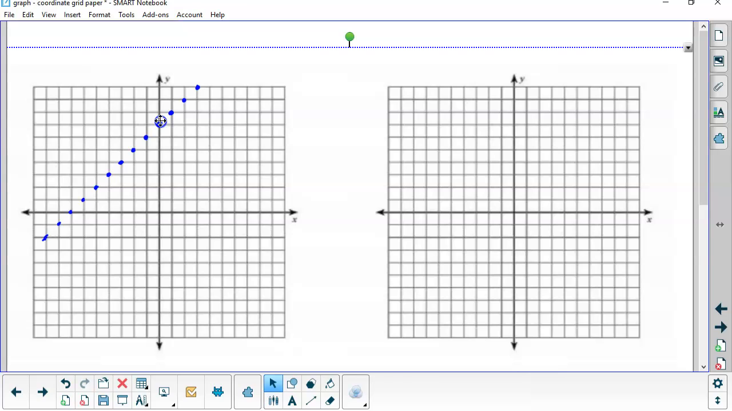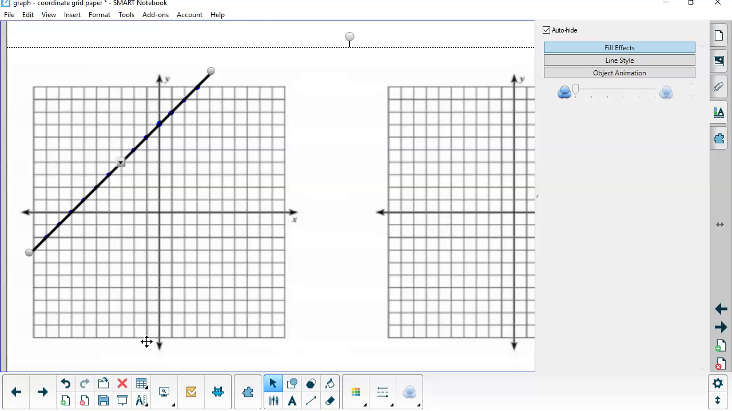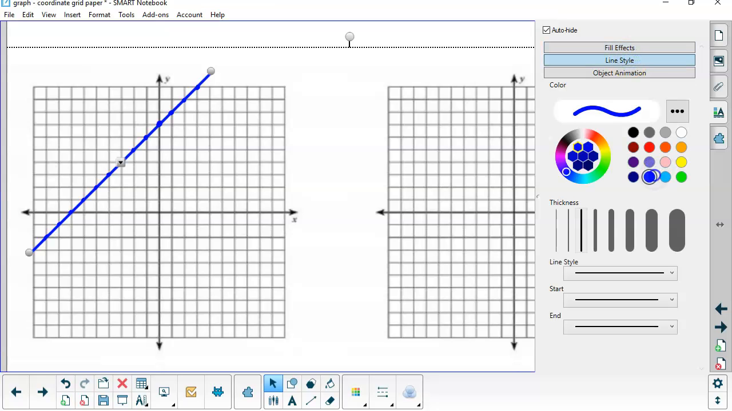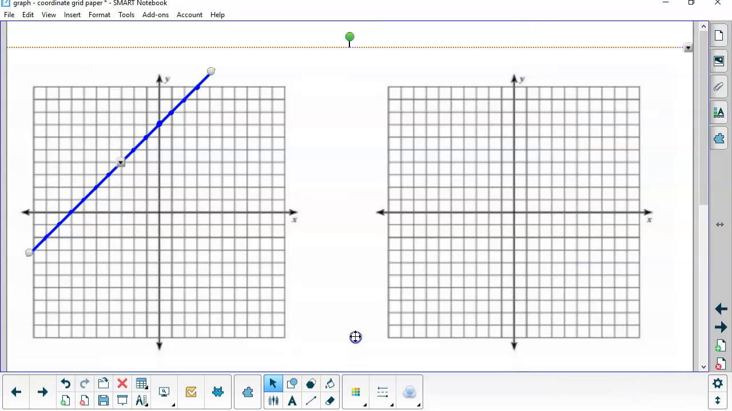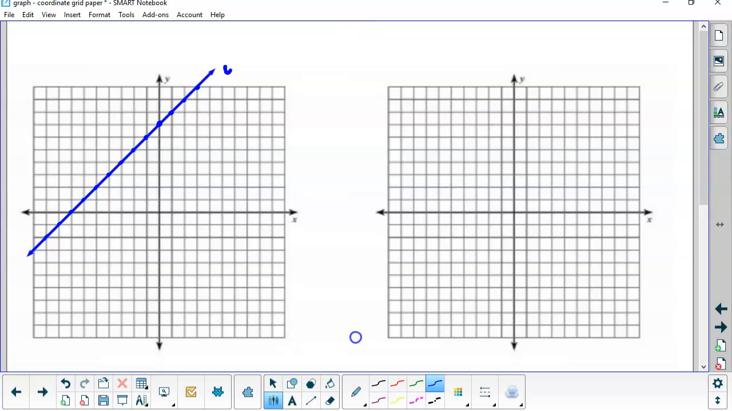Okay, so now take this, join it up. As best you can. That's better. Okay, and then you want to put arrows on the ends. Okay, if you have the equation of a line, that line goes on forever. All right, so this is y equals x plus 7.